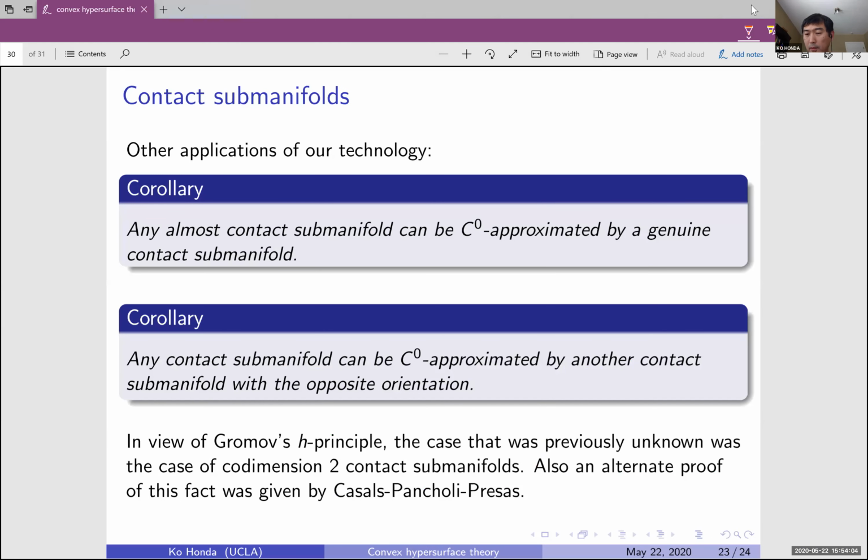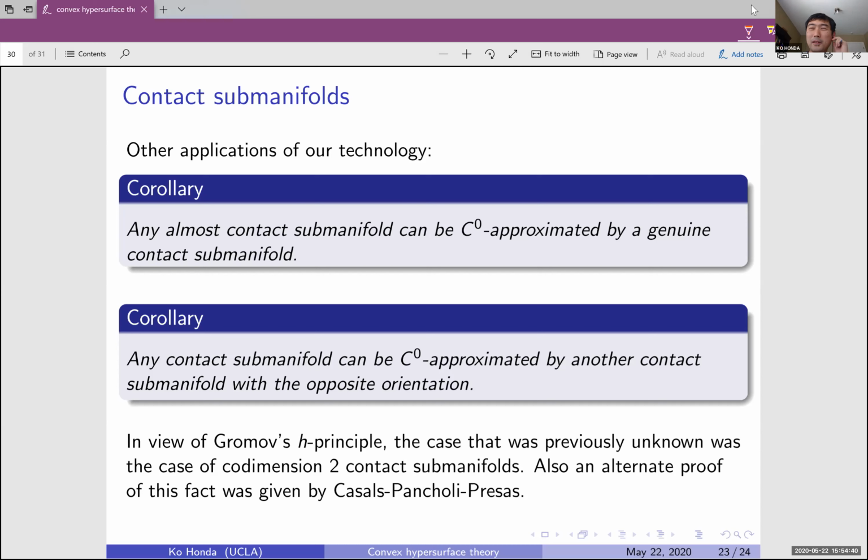So I have maybe two more slides. There are some applications of this technology. One is that any almost contact submanifold can be C0 approximated by a genuine contact submanifold. People knew this for everything except codimension 2 contact submanifolds. And another amusing thing is that a contact submanifold can be C0 approximated by another contact submanifold with opposite orientation.